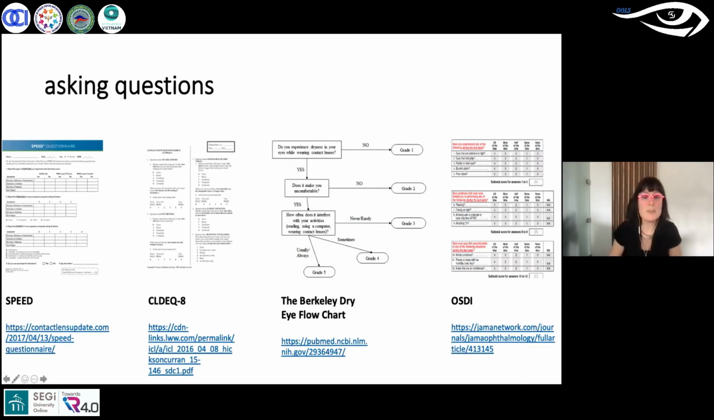And the OSDI is obviously very well known. It's not specifically for CLDE though. But what is really interesting about this particular questionnaire is that if you're interested in patient health-related quality of life, this is definitely the best choice for you to use.